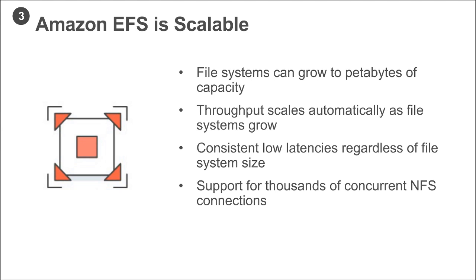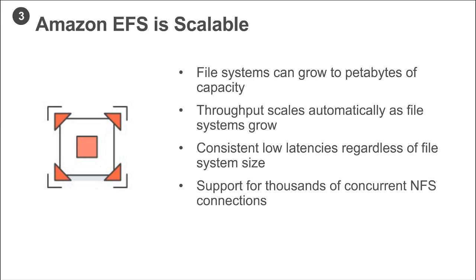And EFS is highly scalable. File systems can grow to petabytes of capacity. There's no need to reprovision, adjust performance settings, or do anything in order for a file system to grow to petabyte scale. It just does it automatically as you add files. Throughput scales automatically as the file systems grow. With every gigabyte of data that you store in a file system, you're entitled to a particular amount of throughput. So you add up all of that throughput in aggregate across your file system, and that's the amount of aggregate throughput that you can use to access your data in EFS.